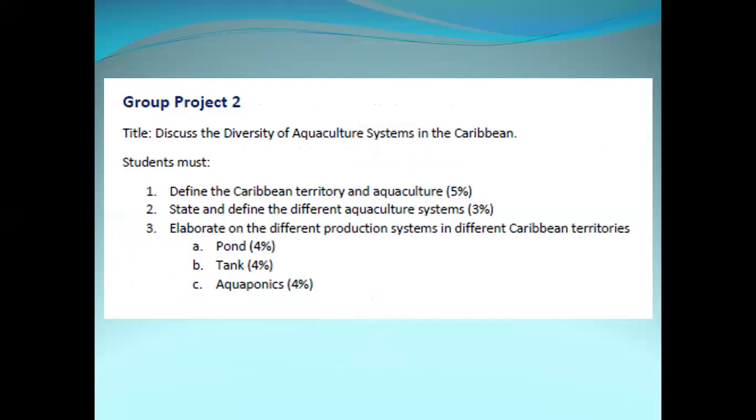Group Project 2. One half of the class will focus on that. The other half of the class will discuss the diversity of aquaculture systems in the Caribbean. So basically, students must define the Caribbean territory and aquaculture. Again, remember we said we have different types of aquaculture systems. We have pond culture, we have tank culture, we have cage culture. So you really want to do research into the Caribbean and see which country is utilizing which type of aquaculture system, etc.